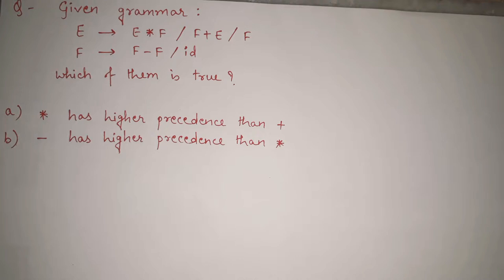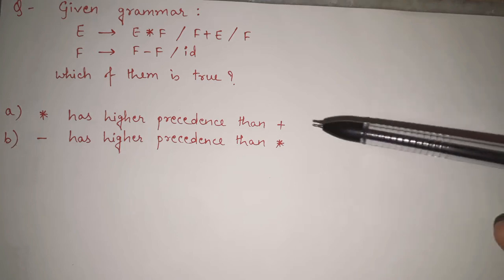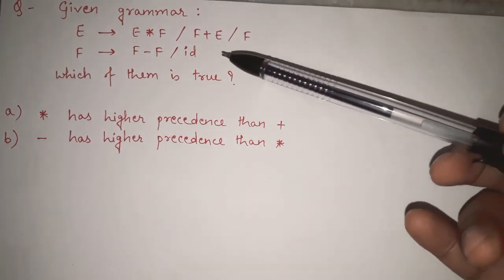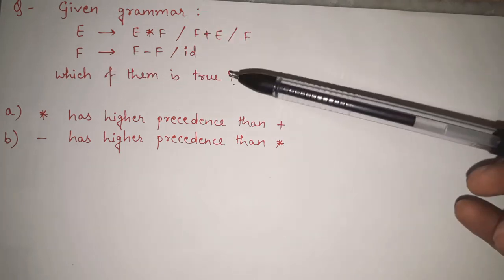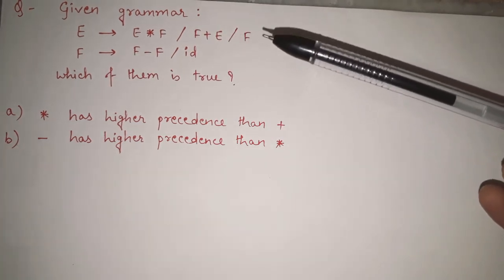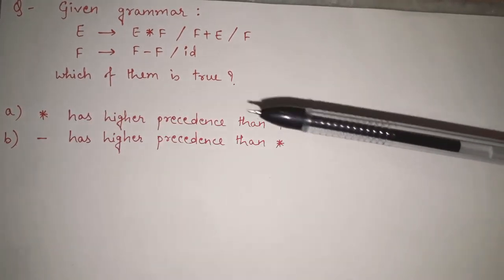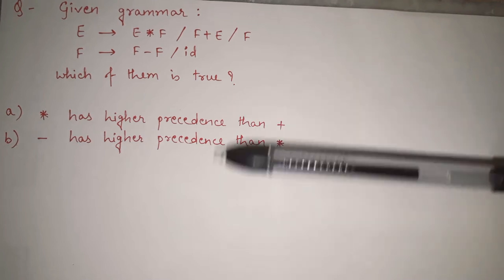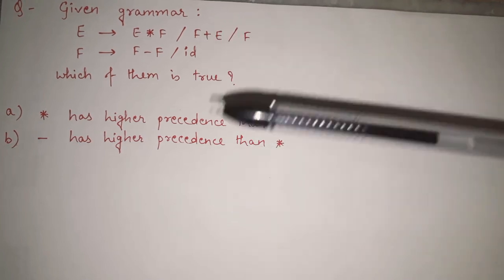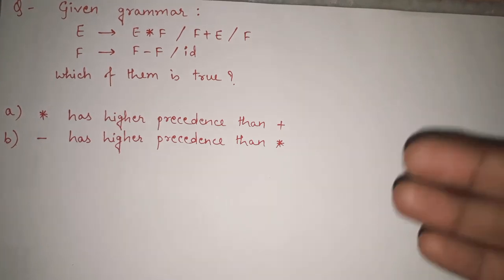So in today's video we are going to see one of the topics, precedence. This is a topic of the compiler design subject, and this type of question is asked twice or thrice. So what is the question? A grammar is given, with E gives this and F gives this, and we have 3-4 options like star has higher precedence than plus, minus has higher precedence than star. Means the grammar is given and we have to show whose precedence is more than the other.